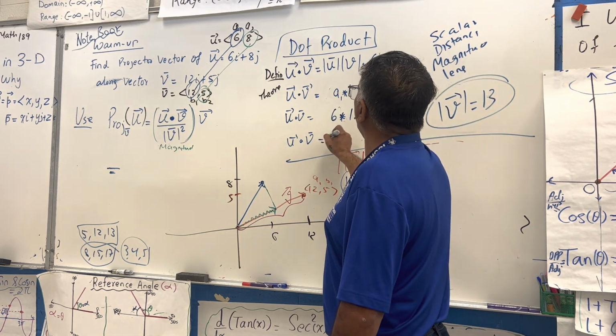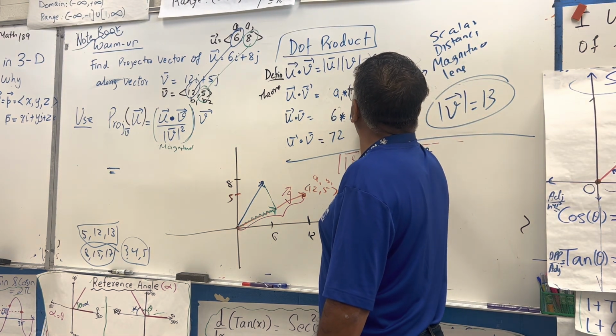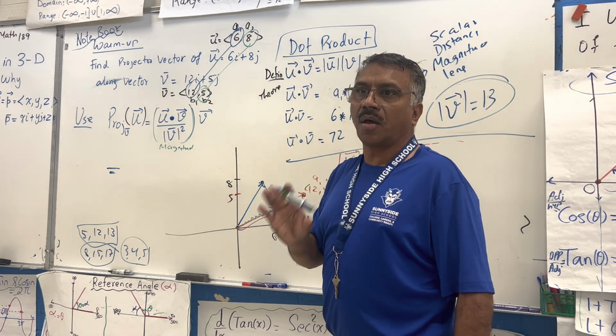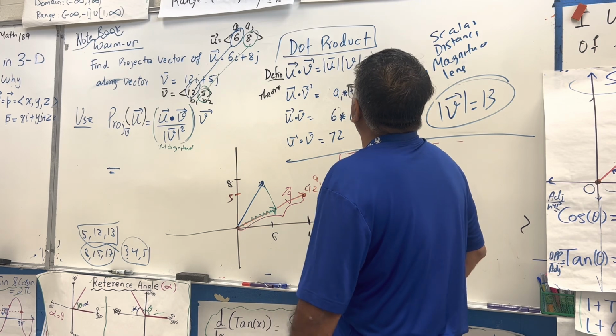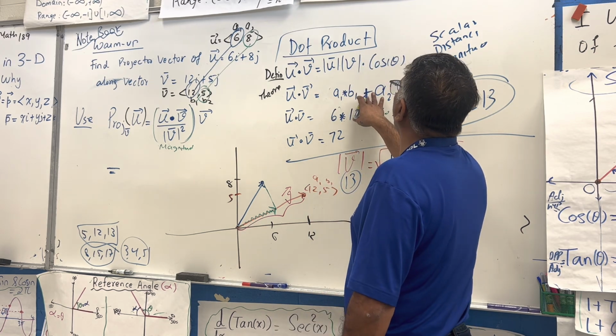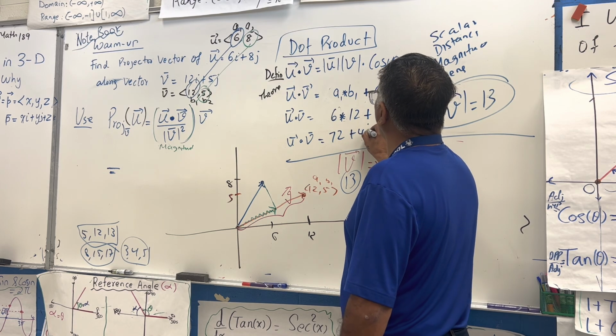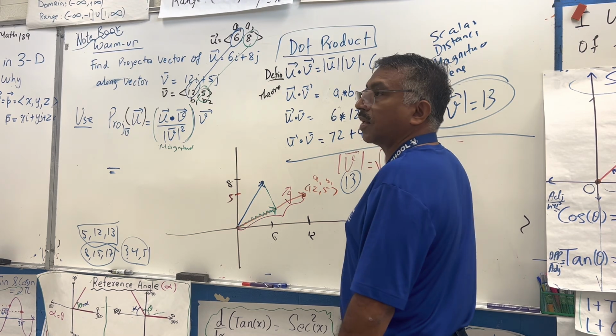So all you do is 6 times 12 is 72, and you're adding, and I think that's the mistake I made. Got it? I'm so sorry about this. So A1 B1 plus A2 B2, and then you add, and then it's 72 plus 40, and how much is that? 112.